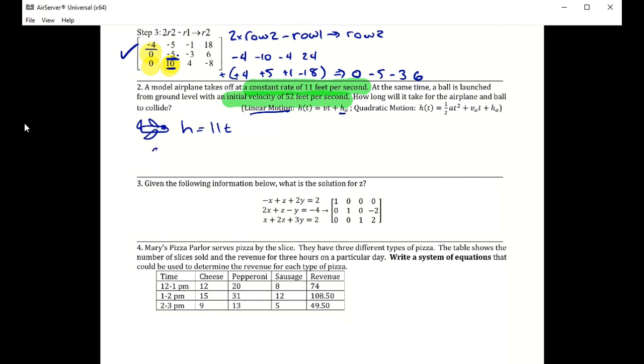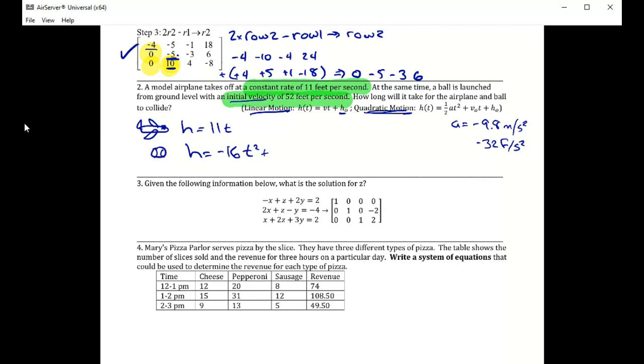Our ball, on the other hand, is thrown into the air from ground level with an initial velocity of 52 feet per second. So when you see something thrown with an initial velocity, think quadratic. It's going to go up, and then gravity is going to take over and pull it back down. So we're going to use our quadratic. h equals, a is gravity. So this is either negative 9.8 meters per second squared or negative 32 feet per second squared. In this case, since we're talking feet, it's going to be the negative 32. So half of that, negative 16.